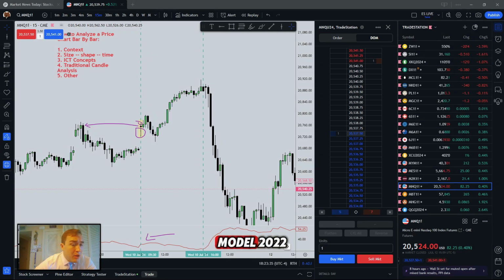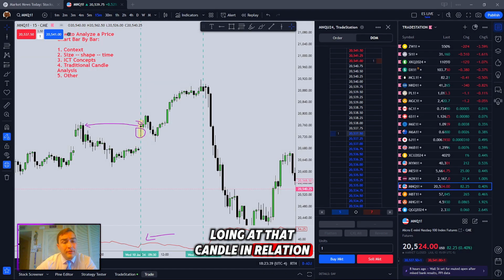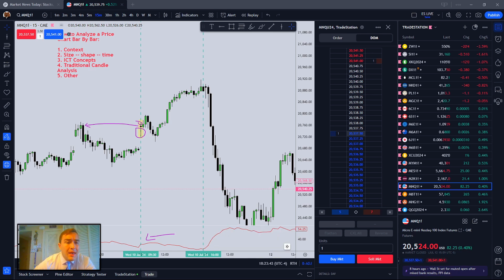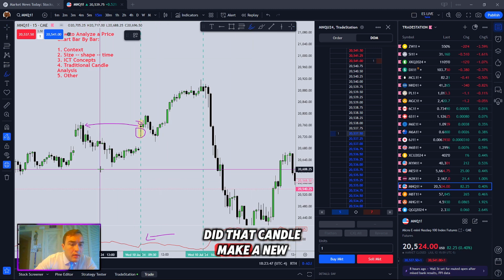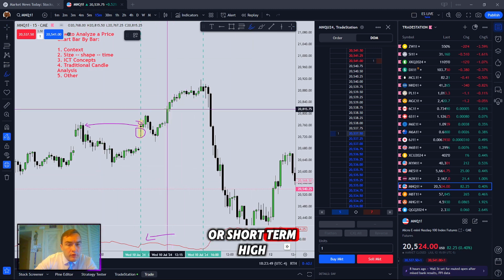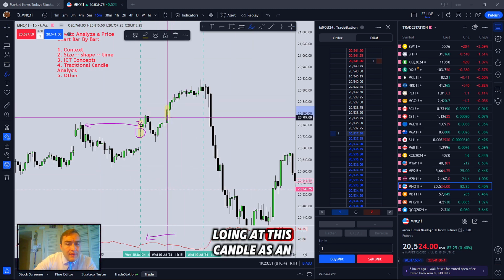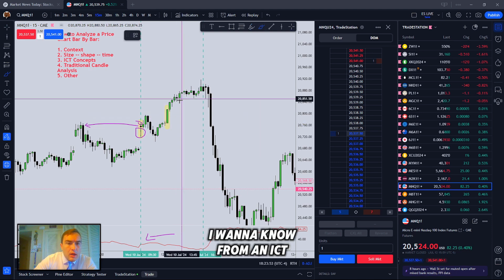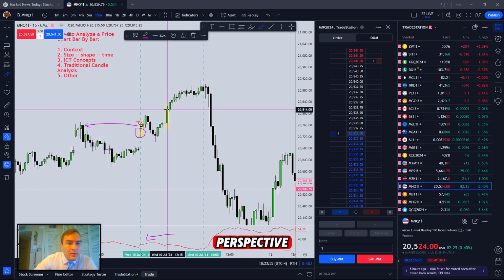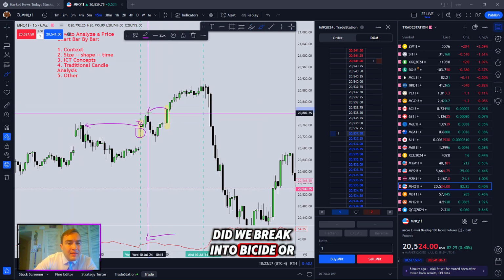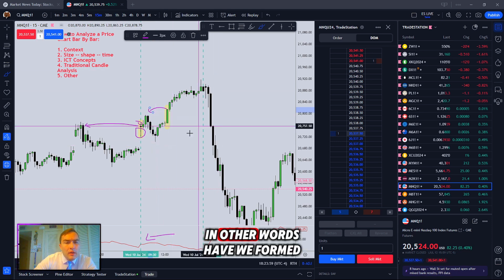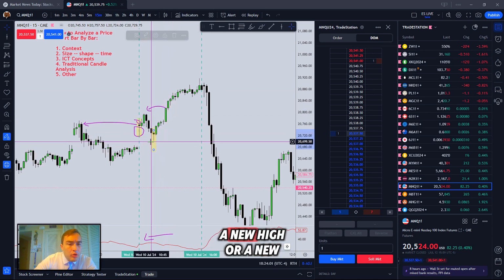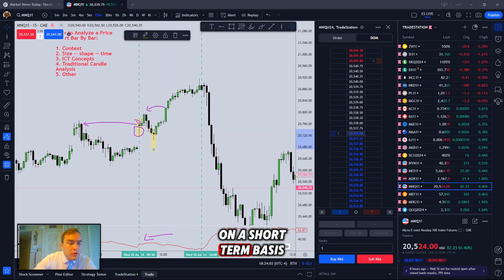Is it a part of a model 2022? I want to know that. So looking at that candle in relation to the nearby candles, is that a part of a model 2022? Did that candle make a new short-term low or short-term high? So looking at this candle as an example, I want to know from an ICT perspective, did we break into buy-side or sell-side liquidity? In other words, have we formed a new high or a new low on a short-term basis?